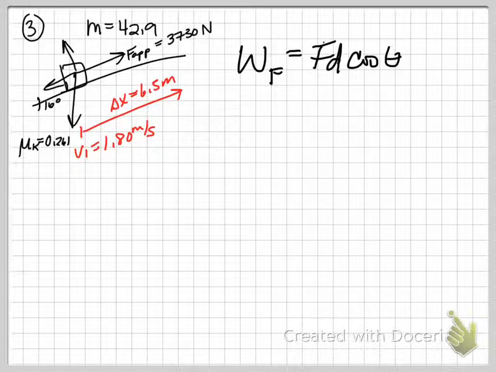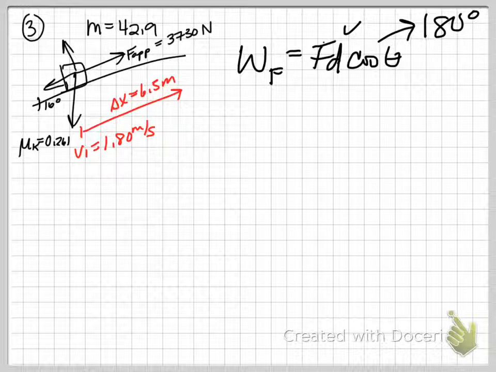So let's address a couple things. We have distance, it's the 6.5. What's our cosine theta going to be here? 180. So that'll be cosine 180 because friction is working opposite the motion of the box. So we have to find the force of friction. Well, to do that, we need some sums of forces here.